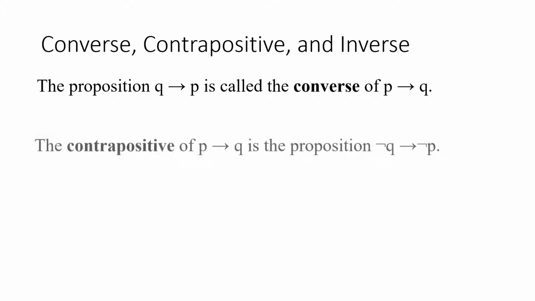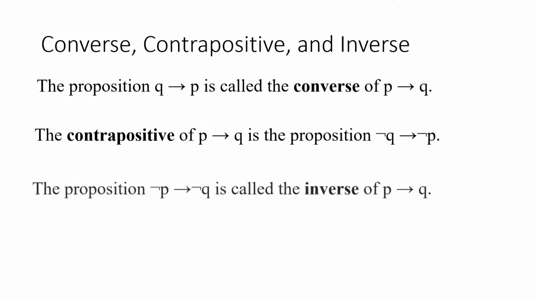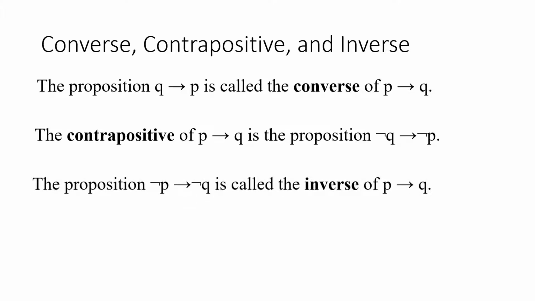We also have the contrapositive of P implies Q, which is the proposition not Q implies not P. Then the proposition not P implies not Q is called the inverse of P implies Q. We will see that of these three conditional statements formed from P implies Q, only the contrapositive always has the same truth value as P implies Q.